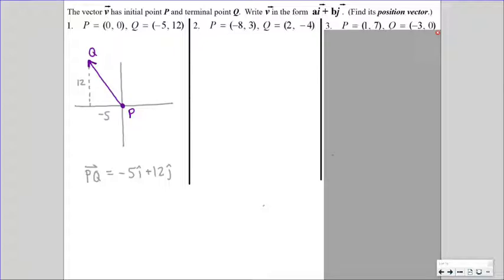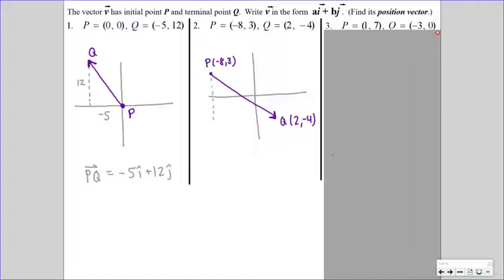For number 2, P and Q, different places. So here in this case, we don't start at the origin, which makes it a little bit more difficult. P starts at negative 8, 3. So negative 8, 3 is going to be somewhere over here in the second quadrant. And the terminal point, Q, is going to be 2, negative 4. So 2, negative 4 is going to put us in the fourth quadrant. Again, because that's our terminal point, when I draw the vector here, the tail is at point P, the head of this vector is at point Q.